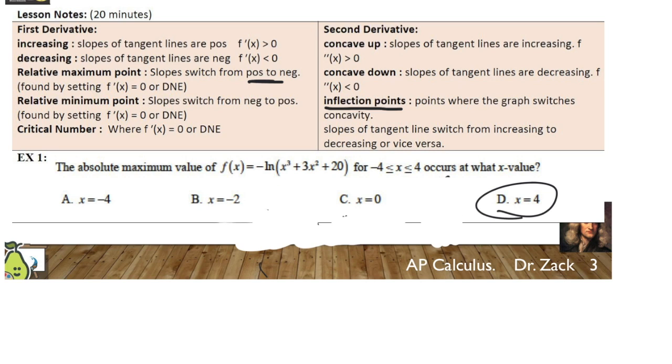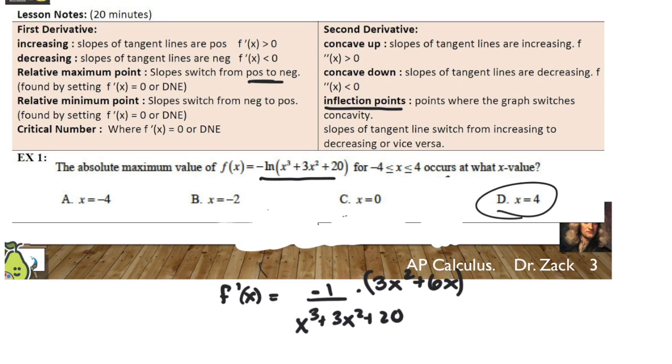For example 1, you're looking for the absolute maximum of your function. In order to find the absolute maximum, you want to find the derivative of the function, which would be -1 over your x cubed plus 3x squared plus 20 multiplied by 3x squared plus 6x. Then set your derivative equal to 0 in order to find your critical numbers. You found some critical numbers at x equals -2 and at x equals 0.